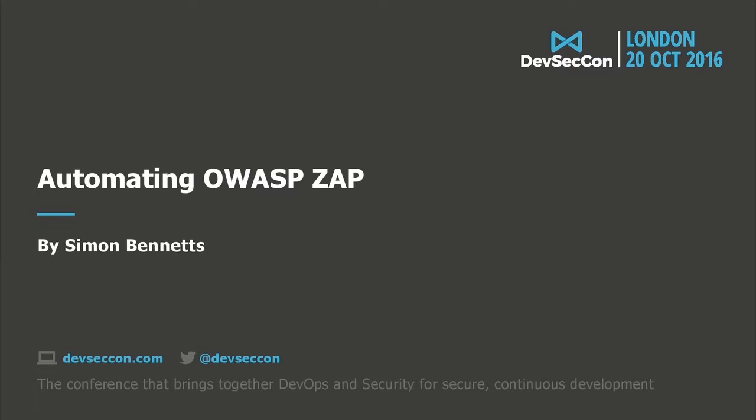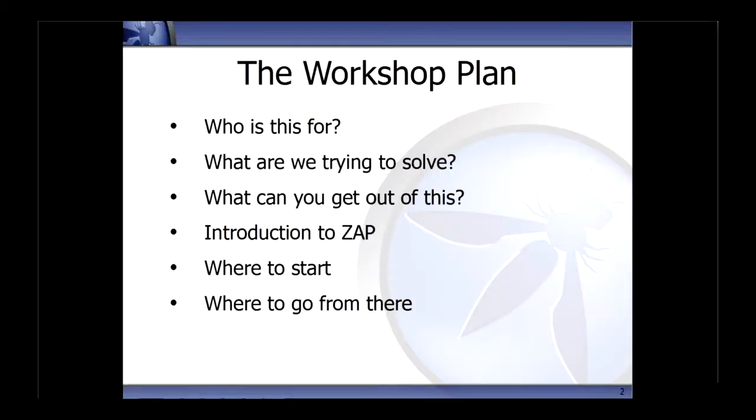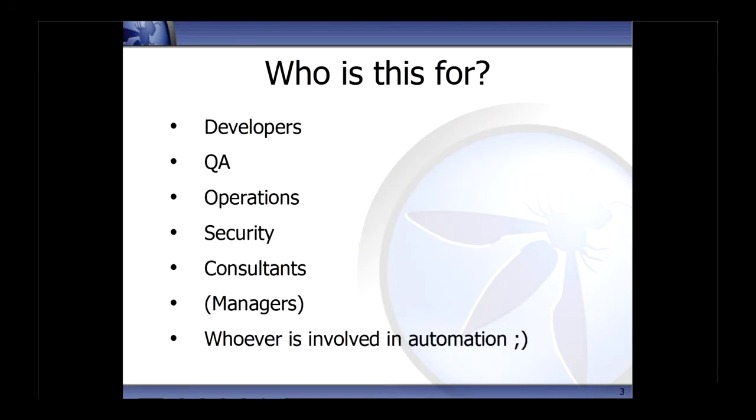I'm going to go through these first slides very quickly because I've already explained them to the audience here. For this particular workshop, I'm going to talk about who this is for, problems we're trying to solve, what you can get out of this workshop, a quick introduction to ZAP, a place where you can start, and then I'm going to go into more details about doing some full scans.